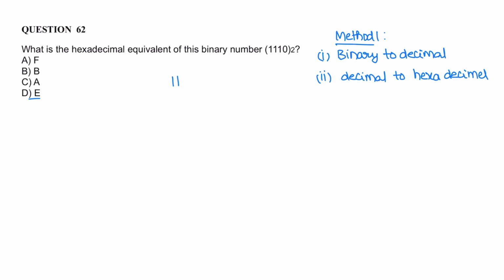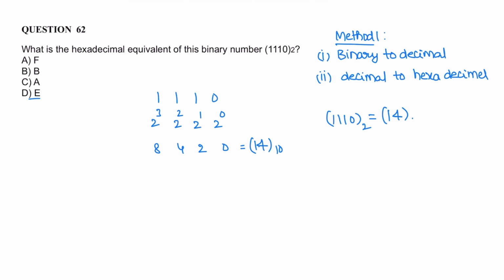So to convert this given binary number to decimal, multiply with their equivalent weights. So 2 cube into 1 is 8, 2 square into 1 is 4, 2 power 1 into 1 is 2, 2 power 0 into 0 is 0. So its value is 14. So the given binary number 1110 base 2 is equivalent to 14 base 10.